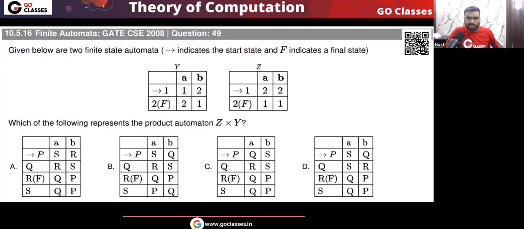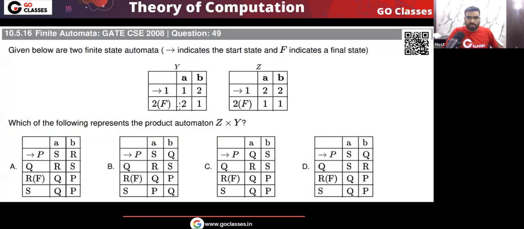Remember, two DFAs are given to you. The first DFA is Y. In DFA Y, there are two states, 1 and 2. One is the initial state, two is the final state. On symbols A and B, where are we going? You can see we are going 1 to 2 and 2 to 1. So this is the DFA that is given to you.